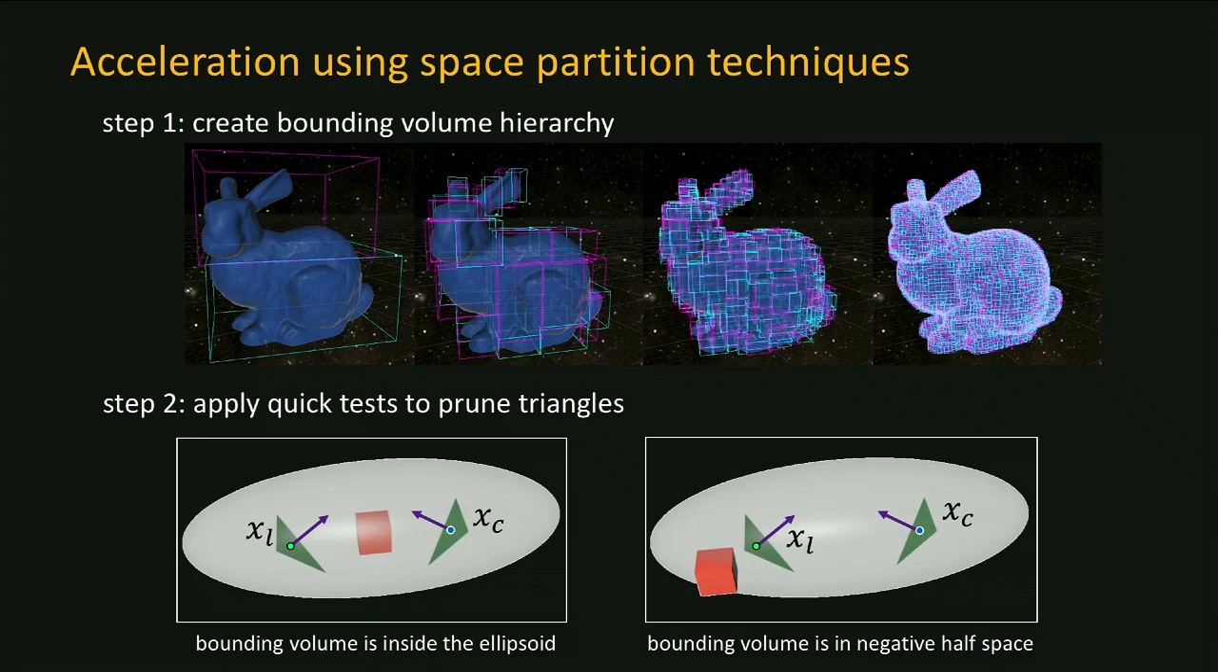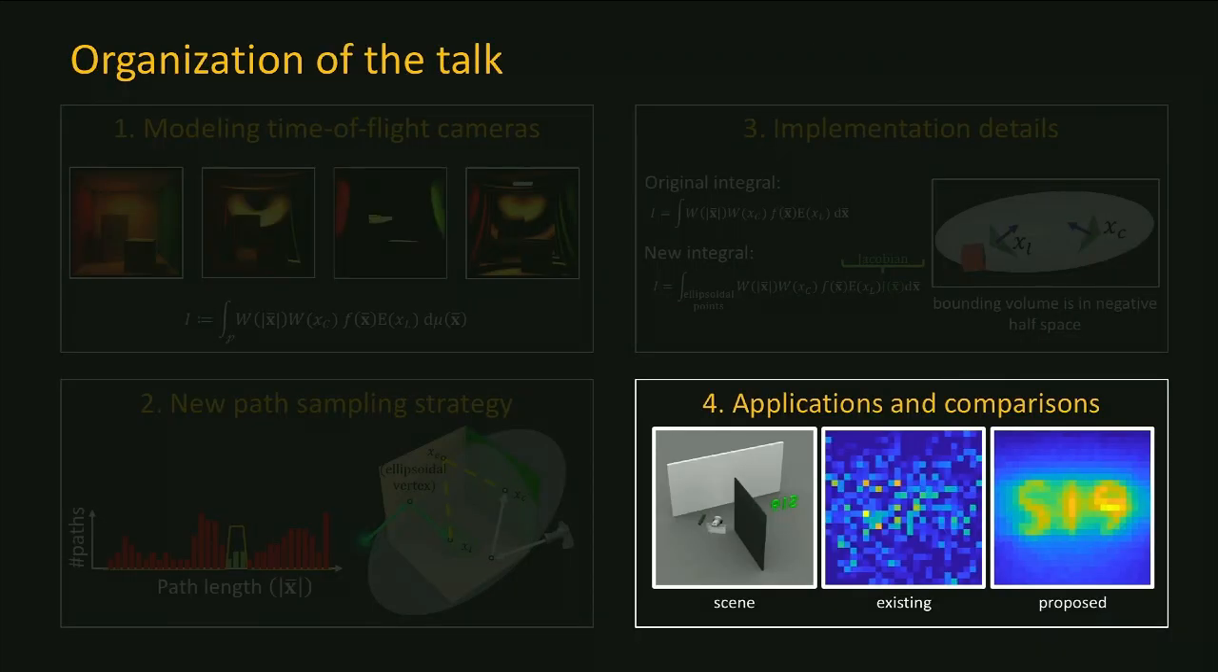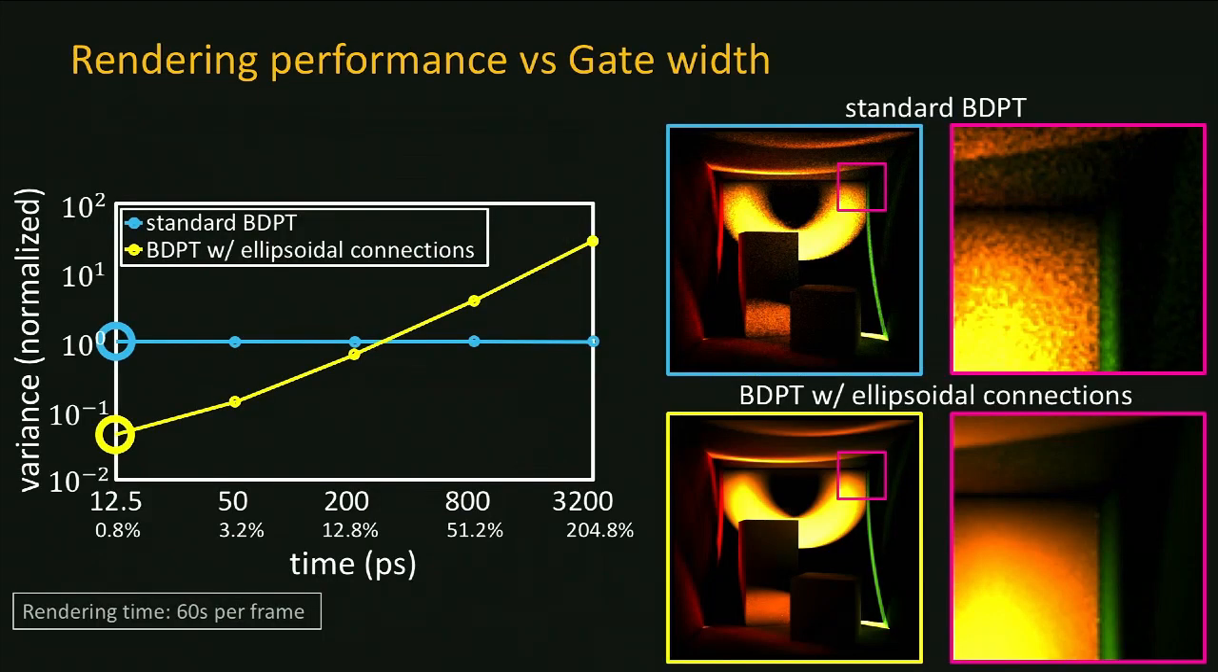Because of this, it's important to characterize and evaluate the performance of a rendering algorithm under different camera settings. That brings us to the last part of the talk, where we show our experiments and applications. We characterize the rendering performance as a function of gate width for fixed rendering time. On the x-axis, I show the gate width in both picoseconds and also the percentage of scene size. We define the scene size as the time support of first bounce photons.